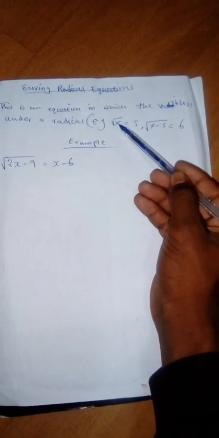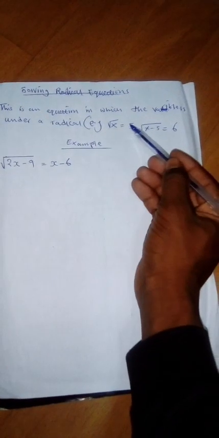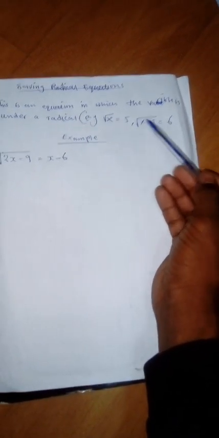Okay, so we're going to look at solving radical equations. The definition of a radical equation is an equation in which the variable is under a radical. When you look at this, the variable x is under the radical. The radical we are talking about is this square root, which equals 5. The other one is the square root of x minus 5, which equals 6. Because x minus 5 is all in the radical.